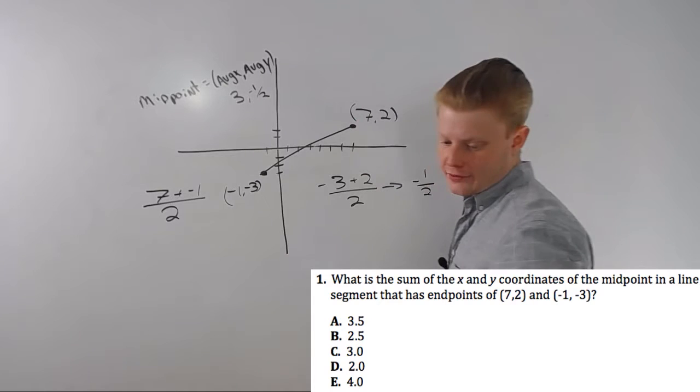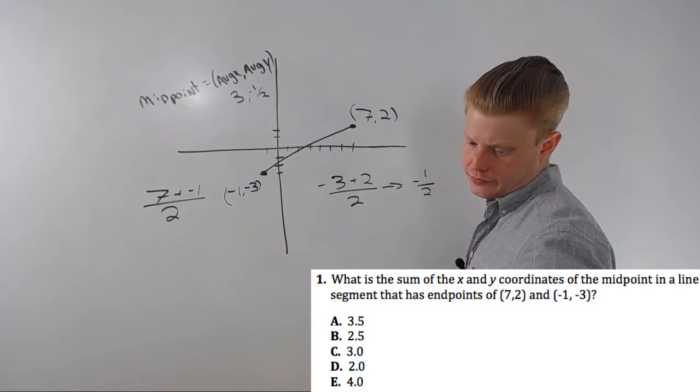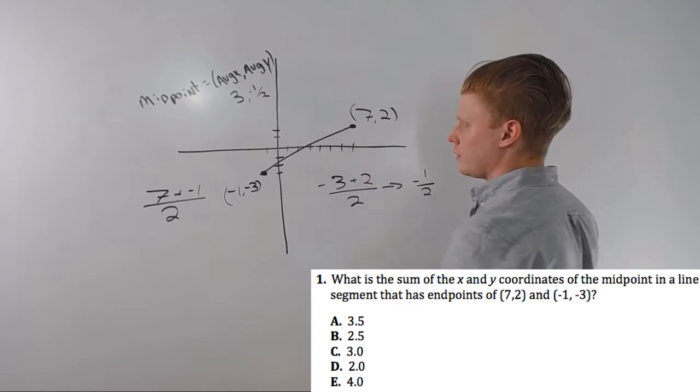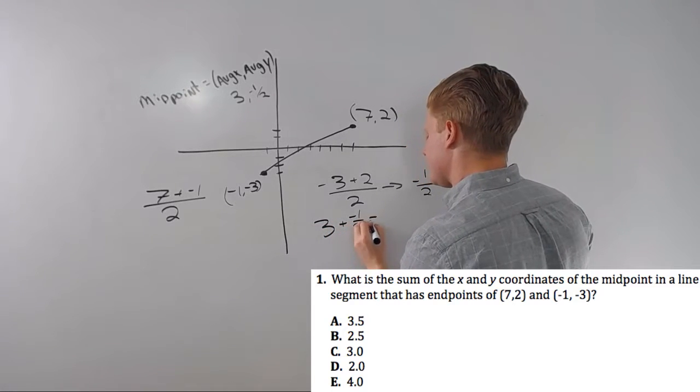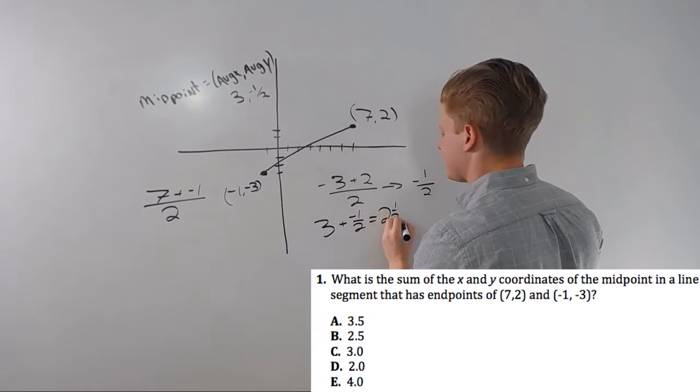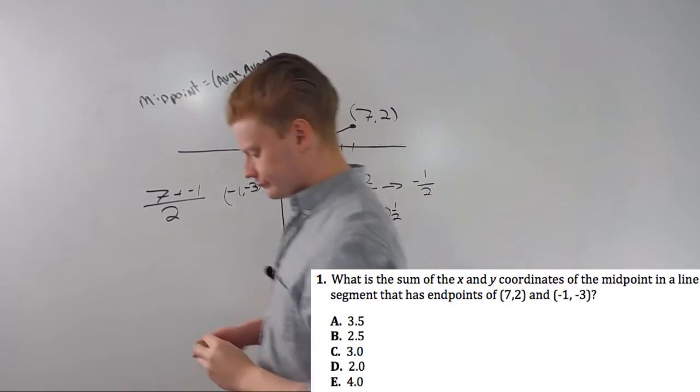And the question asks, what's the sum of these numbers? The sum of the X and Y coordinates would be 3 plus -1/2, which is 2 1/2. That's all there is to it.